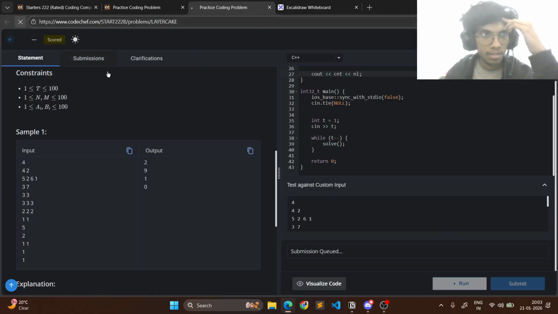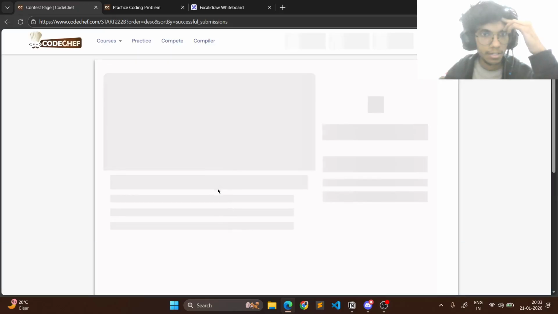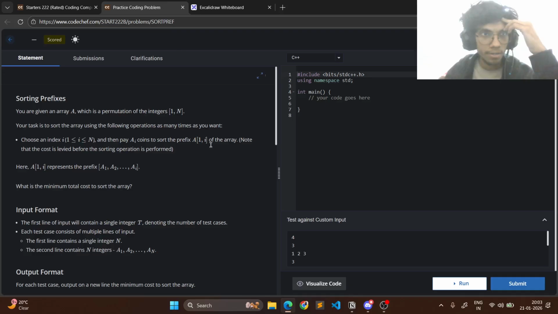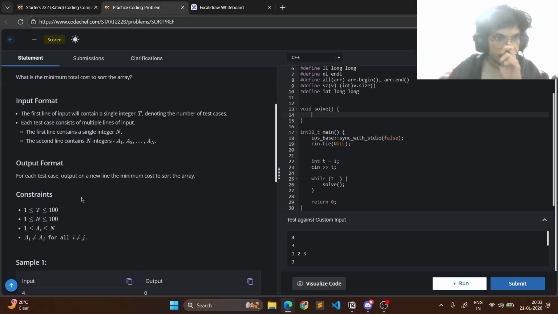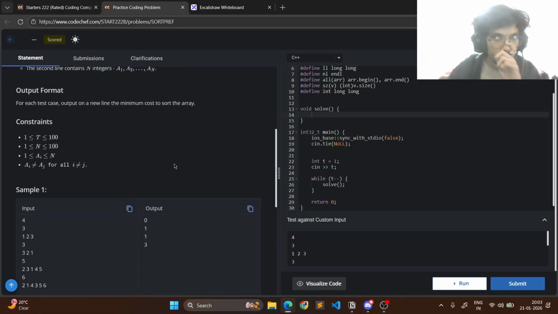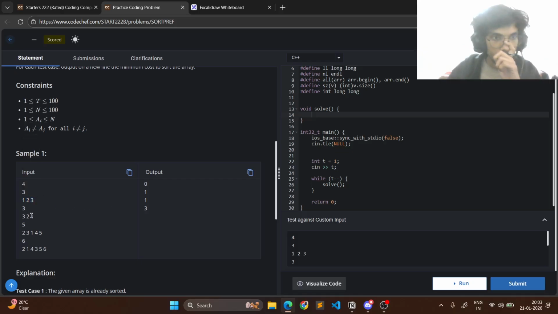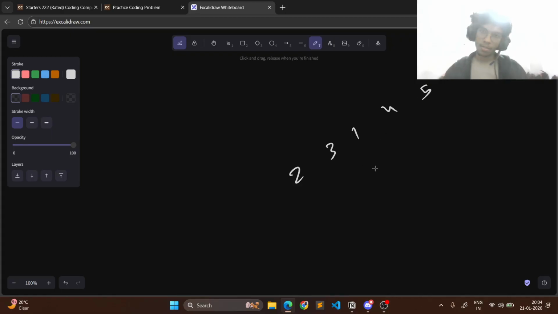Cool. Let me paste this sample. The array is again small, so I could choose the last one to sort it and pay the whole cost. Okay, 2 3 1 4 5. This is a nice example. I could pay 1 to sort 1, 2, 3, and then 4, 5.